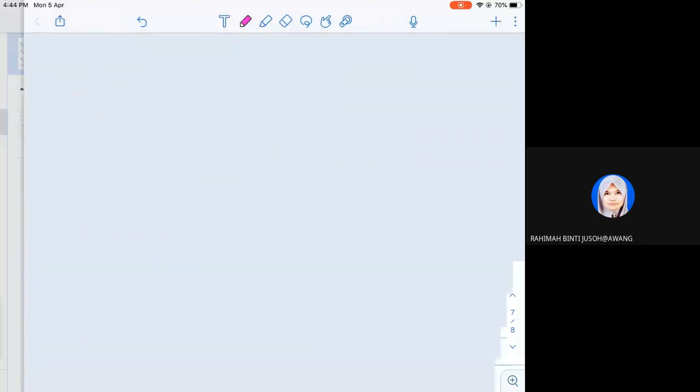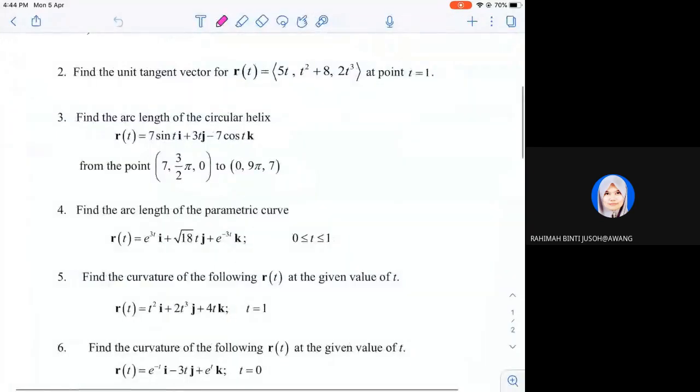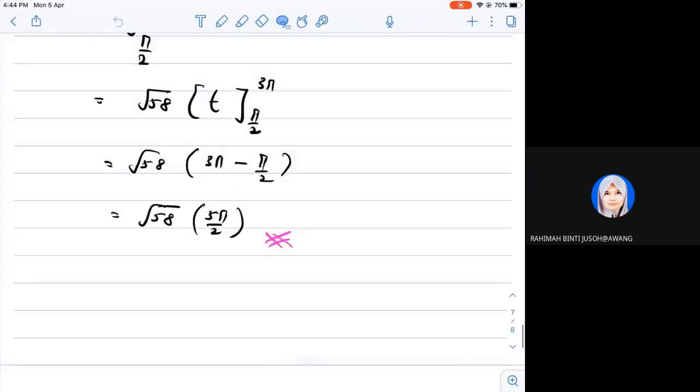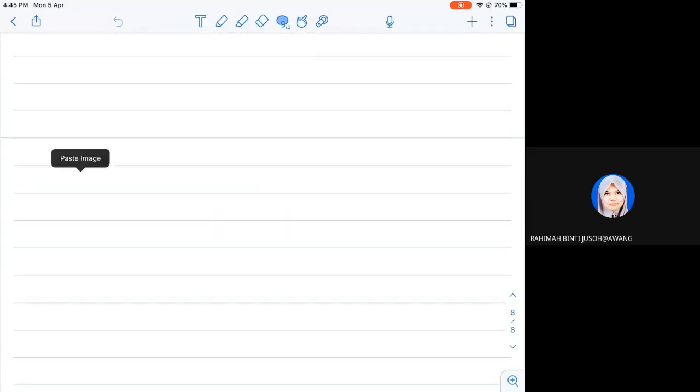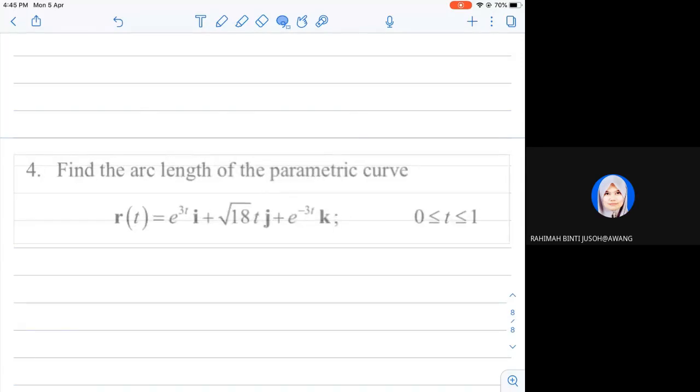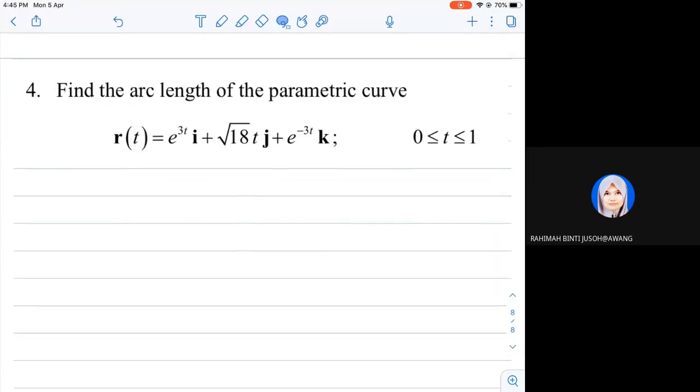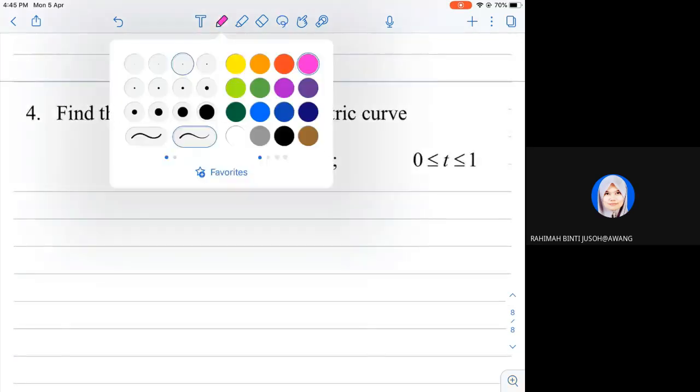Okay. Next, question number 4. Okay, question number 4. Ada tak missing information dalam soalan ni? Tak ada. Tak ada kan? Semua dia bagi. Okay, very good. So, jom kita solve soalan ni.